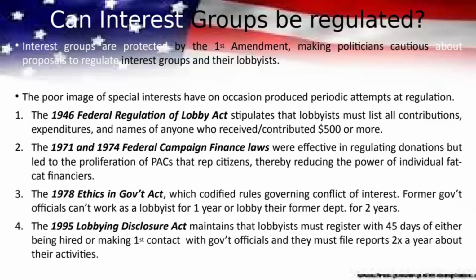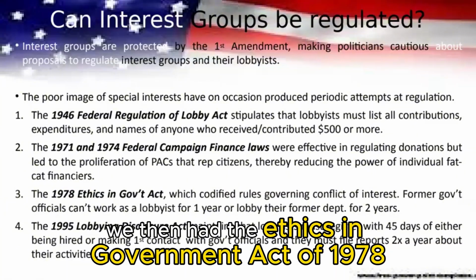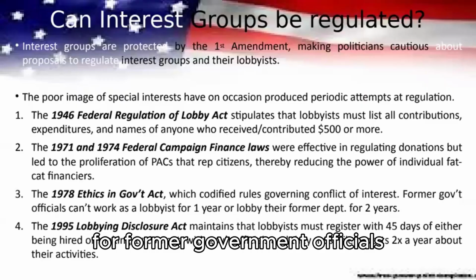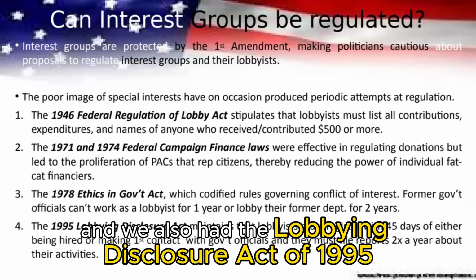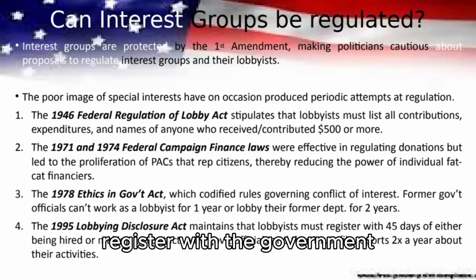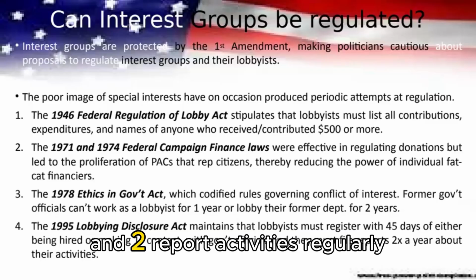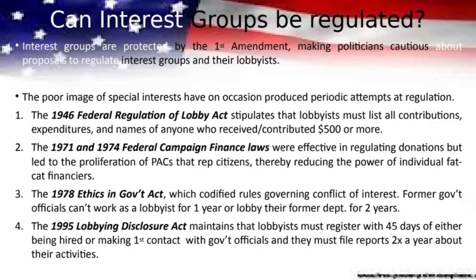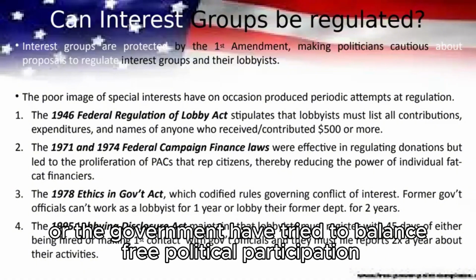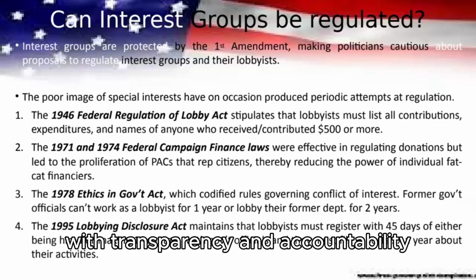We then had the Ethics in Government Act of 1978 that created conflict of interest rules for former government officials. And we also had the Lobbying Disclosure Act of 1995 that required lobbyists to, one, register with the government, and two, report activities regularly. So we find that the government has tried to balance free political participation with transparency and accountability.